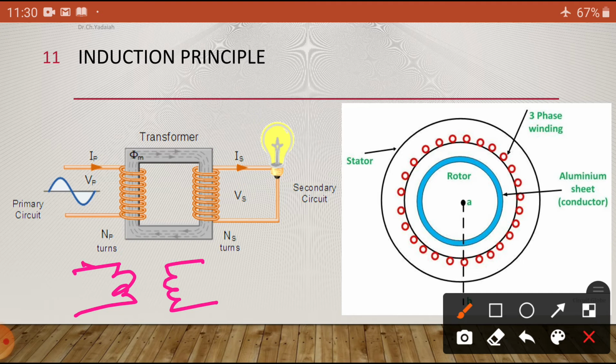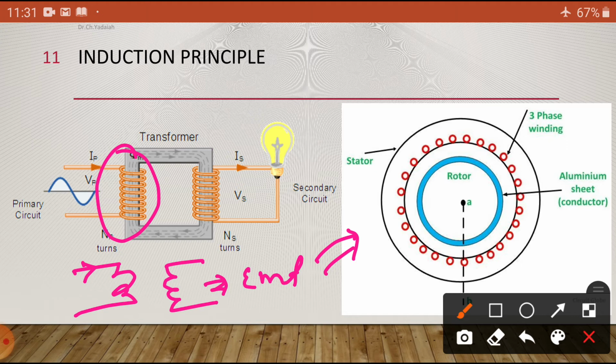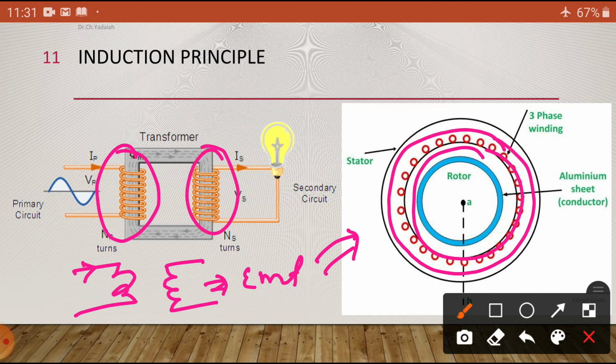But even if supply is flowing through the primary, it induces the EMF in the secondary due to the induction effect. Same analysis can be done in case of the induction motor. This primary is nothing but this stator. So we can see the stator windings, this stator winding. And the secondary is nothing but the rotor, the blue colored one. Here is the air gap between the primary and secondary, here the air gap between the stator and rotor.